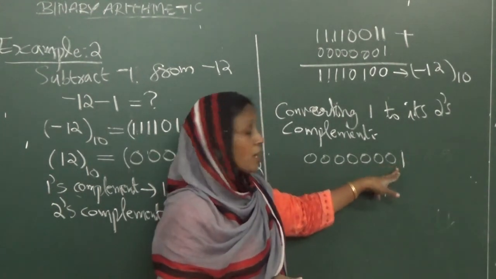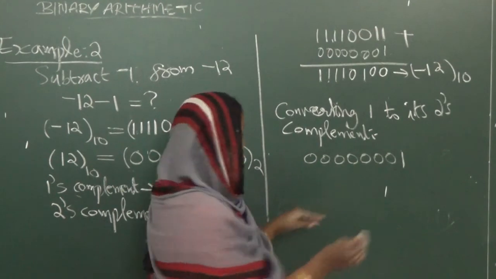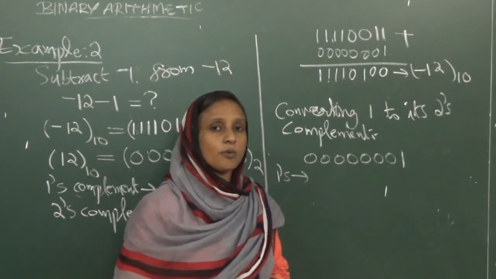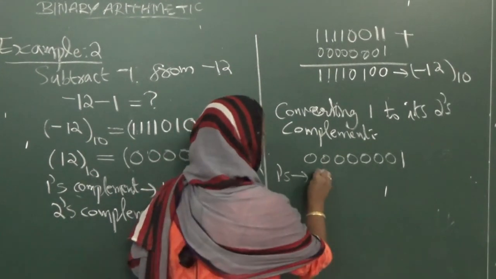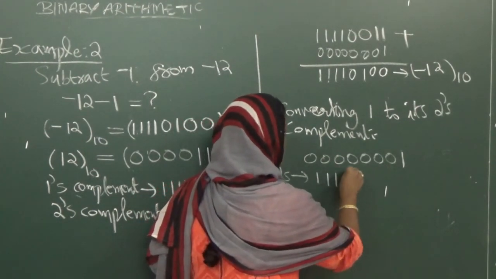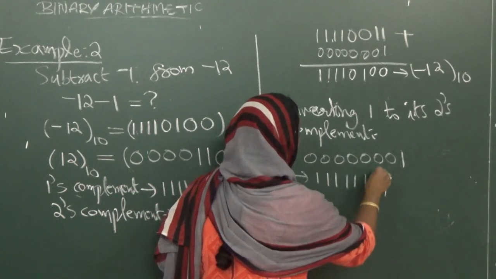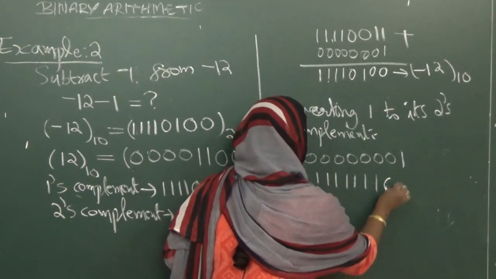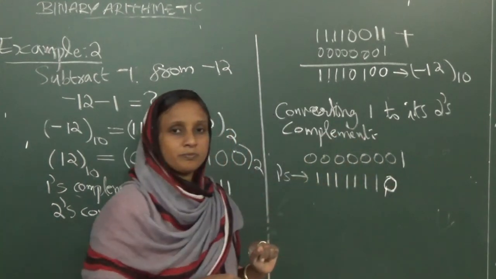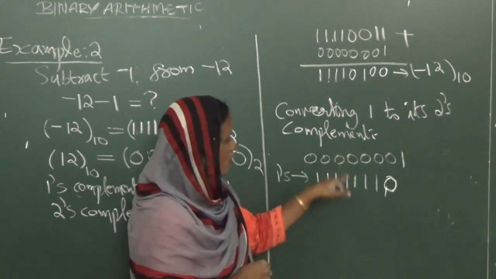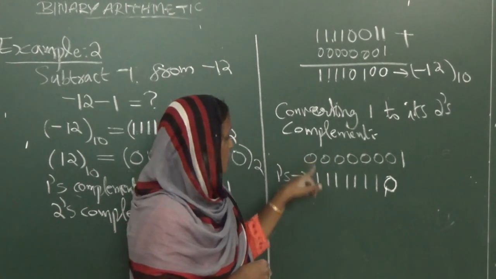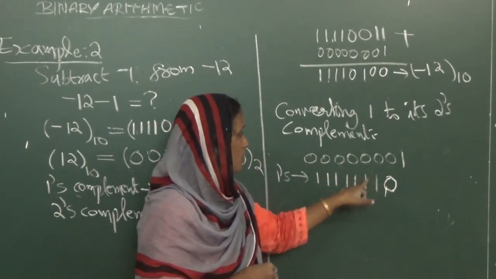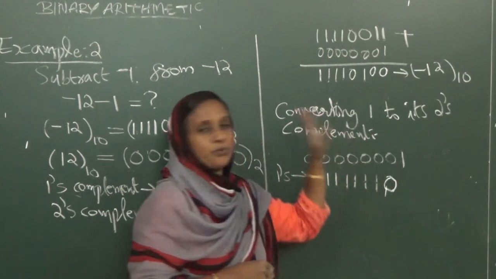Okay, now we want to take its 1's complement. So 1's complement. What is 1's complement? 1 1 1 1 1 1 1 0. Right? 1's complement of this number.